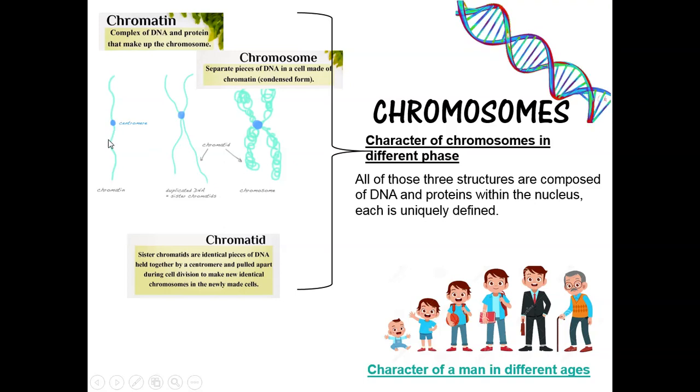berbeza. Chromatin at the early stage of the cell division, and then apabila dia replicate, dia copy ya, DNA ini dia di-copy, dia akan bentuk dalam bentuk chromatid, and then bila dia condense, form, dan structure dia lengkap, dia dipanggil sebagai chromosome.